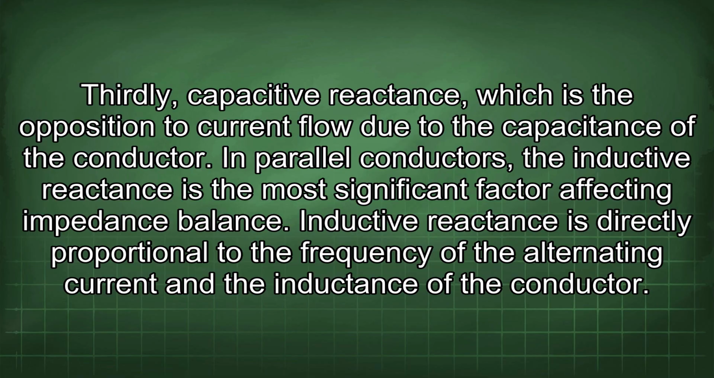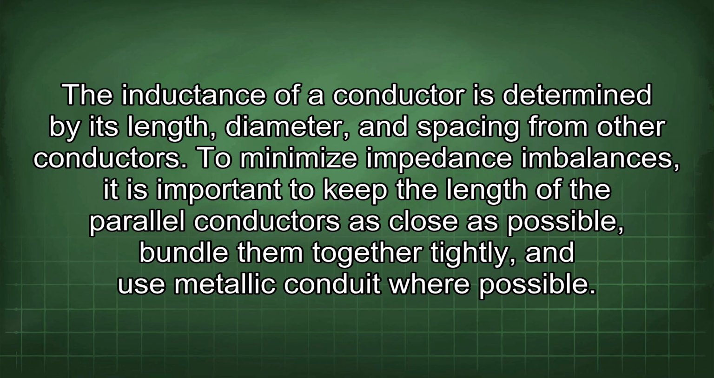In parallel conductors, the inductive reactance is the most significant factor affecting impedance balance. Inductive reactance is directly proportional to the frequency of the alternating current and the inductance of the conductor. The inductance of a conductor is determined by its length, diameter, and spacing from other conductors. To minimize impedance imbalances, it is important to keep the length of the parallel conductors as close as possible, bundle them together tightly, and use metallic conduit where possible.